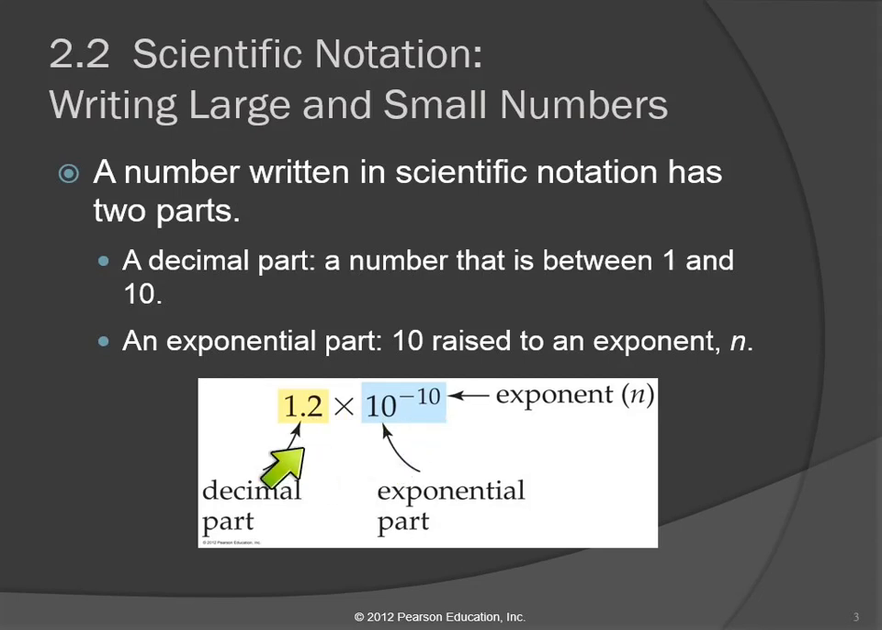So we have here a number that's 1 or greater and less than 10. So it's going to be a non-zero digit, and then it may be followed by a decimal point and some other numbers. But it's going to be 1 to 9, basically. And then that's times 10 to the something. This is the exponent. This is 10 raised to a power.